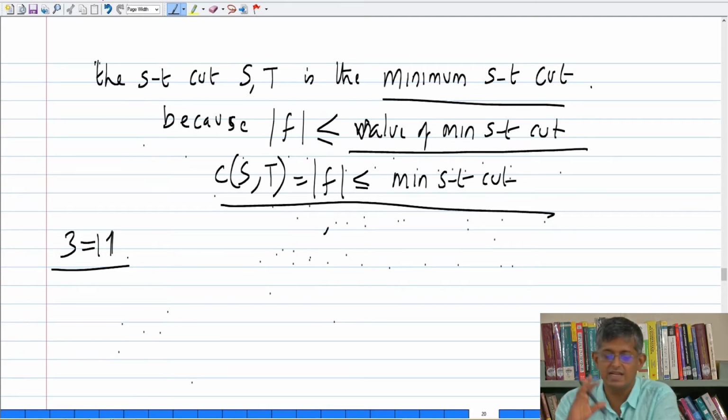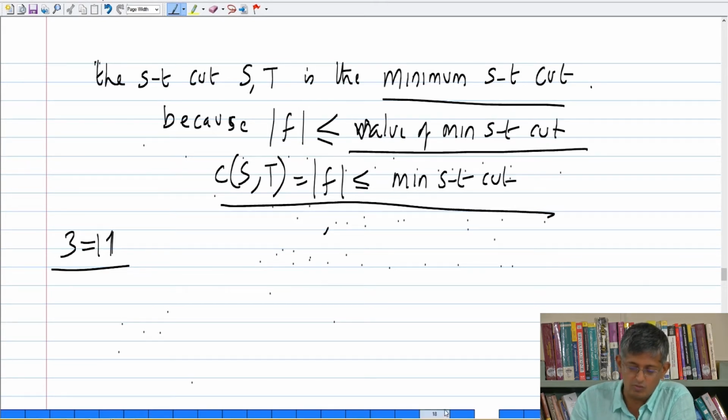So that's the very interesting third max-min relationship, right? Recall Menger's theorem, then we proved that maximum matching is equal to minimum vertex cover in bipartite graphs, and now we've shown that max flow is equal to the minimum cut in a flow network. I need to complete 3 goes to 1. What does 3 goes to 1 mean?